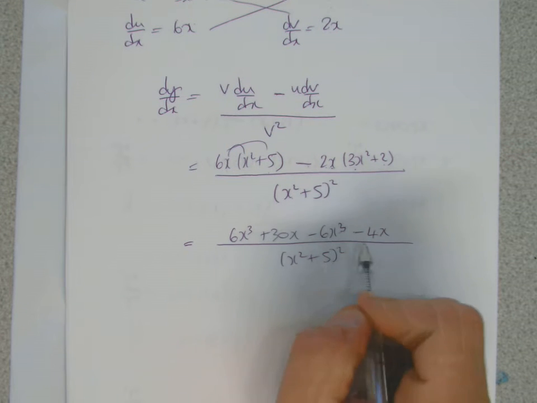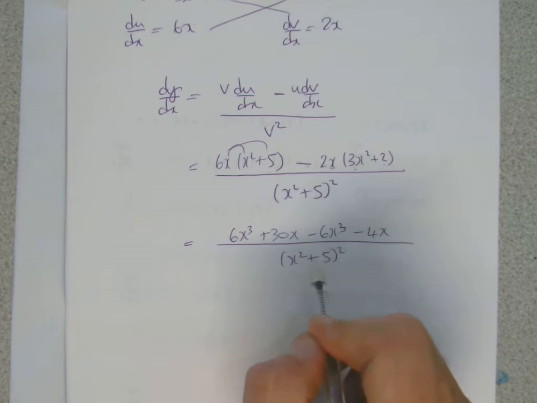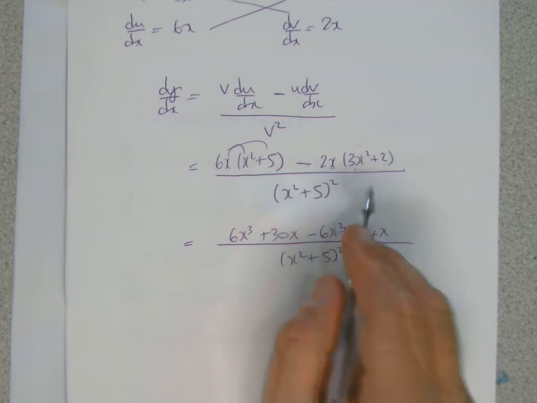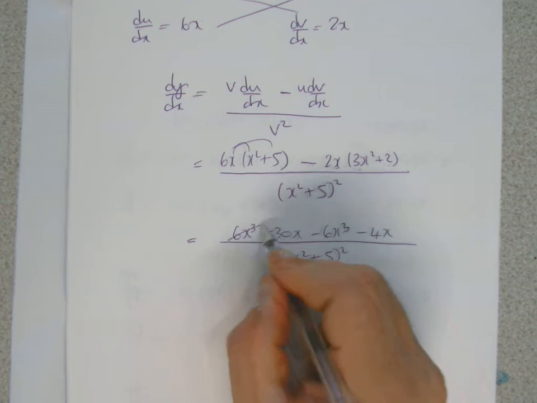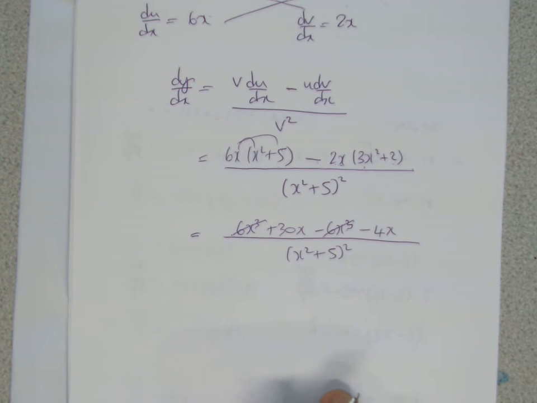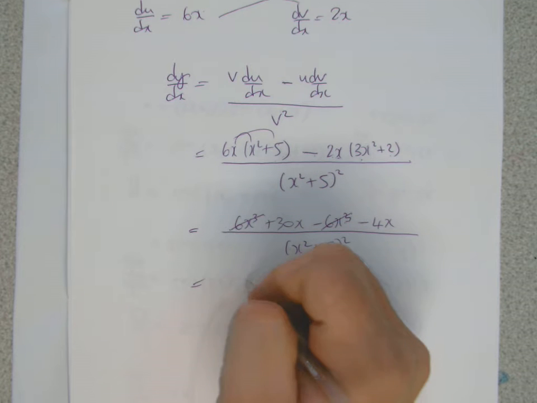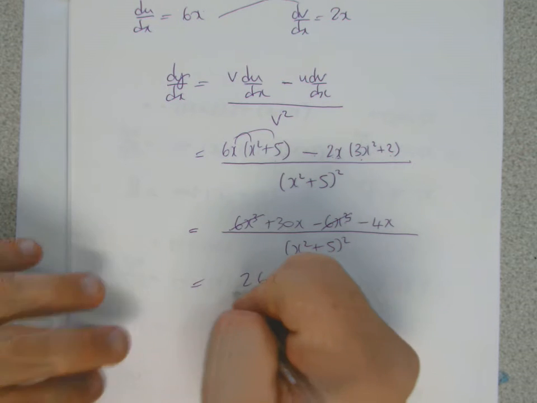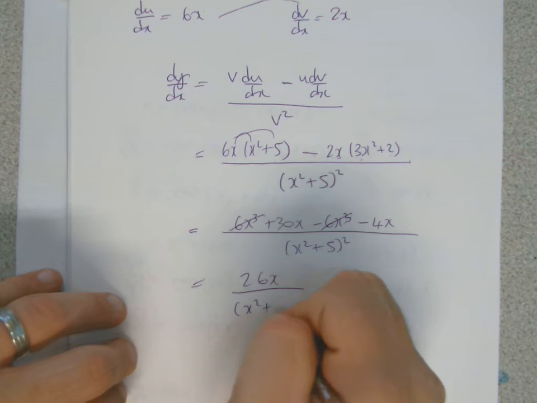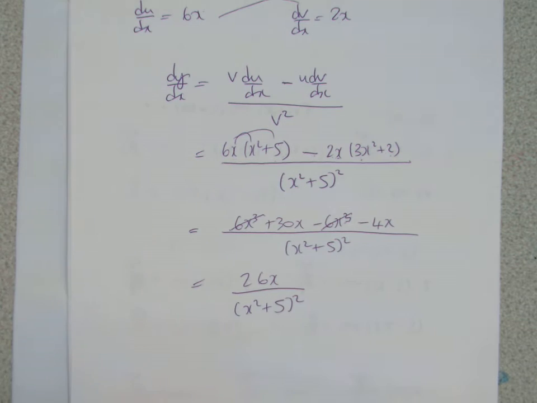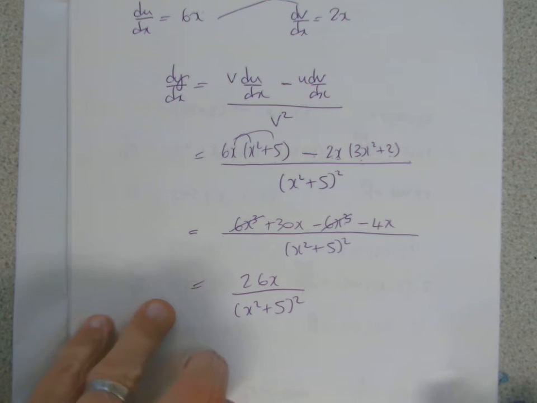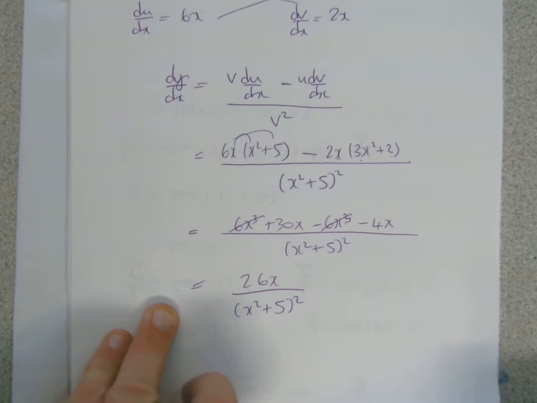Now, we've got this here, though, which can be simplified, of course, on the top. That's why I expanded the bracket. 6x cubed will cancel, won't they? That take away that goes. And you end up having then 30x take away 4x is 26x, over this on the bottom. And isn't that much nicer than expanding out the bottom? Okay, so that's it. That's simplified. That's how they'd expect us to do it.